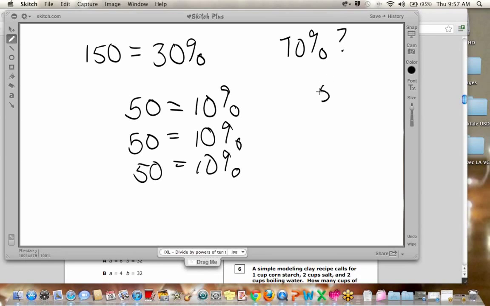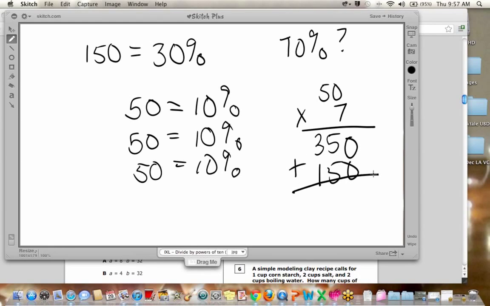I can come over here and I could add 50 up 7 times, or I could multiply it. And what do you know? I'll get the same, actually, I'll get 350. So 350 adults plus 150 kids. What does that equal? 500. Give me a thumbs up if that made sense. Okay, good. So that was 2 different ways to work that one problem out.